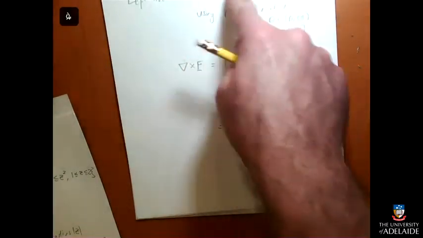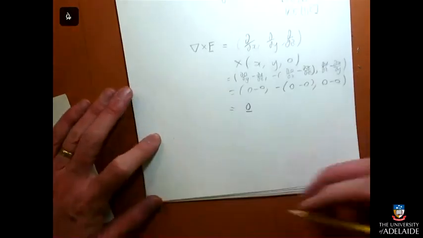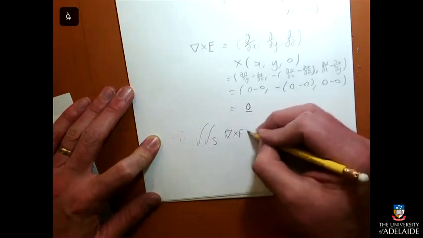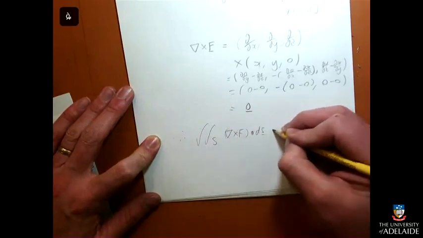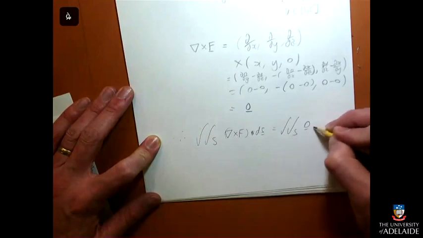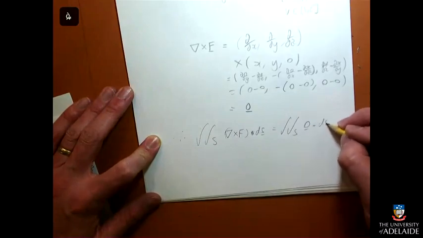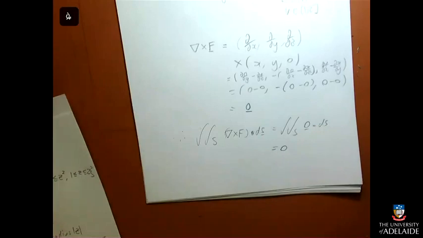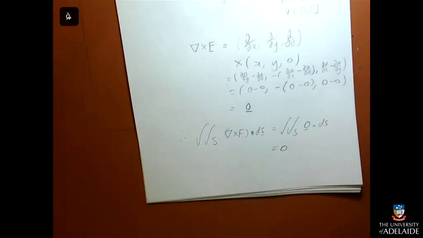We didn't even need to know what this crap was just here, because therefore the integral over S of del cross f dot dS is the integral over S of 0 dot dS, which is 0. That I know. Add up a whole lot of zeros, you still have 0 afterwards.